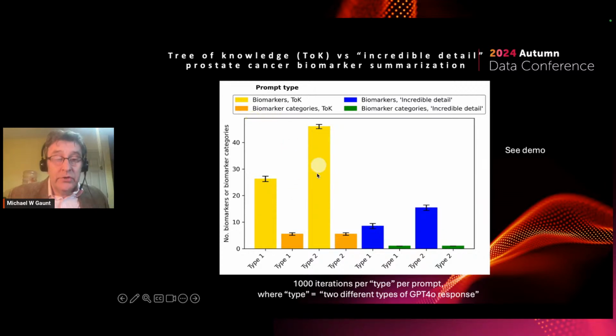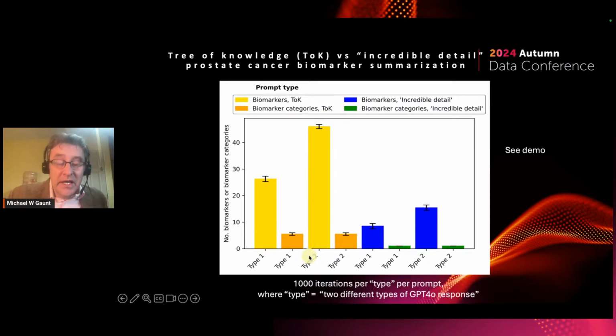And the number of categories of biomarker it's produced is around 6 or 7. If we go to the incredible detail trigger prompt, we get a different answer. We get a lot fewer biomarkers being produced, and we don't get any categories. So just on the red, orange versus blue, green, the tree of knowledge is successful here.